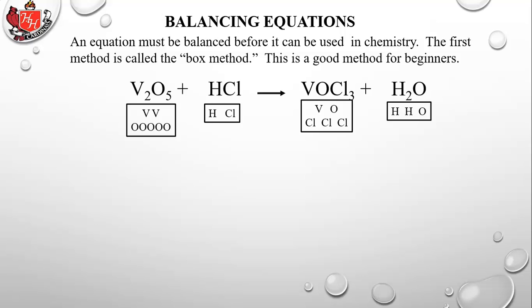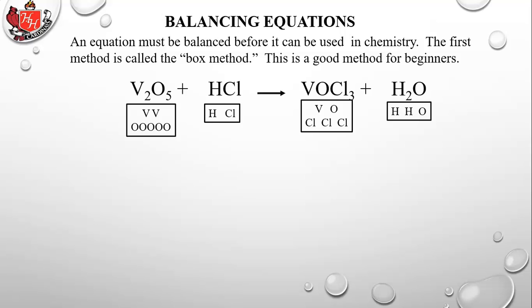So they have to be equal on both sides. What balancing does is it gets us to that situation where you have equal numbers of V's on both sides, equal numbers of O's on both sides, equal numbers of H's on both sides, and equal numbers of Cl's on both sides. Okay? There are different orders in which you can usually balance an equation, so the order in which I'm doing things does not have to be the only way that you do them.